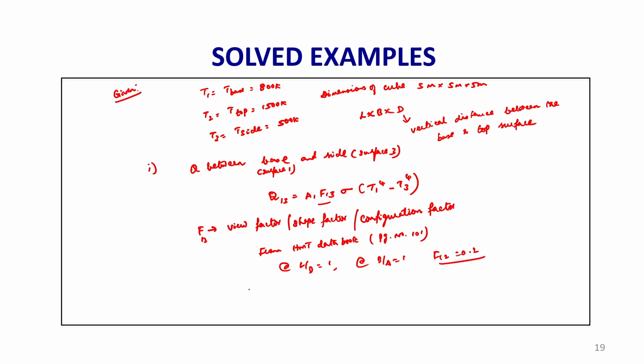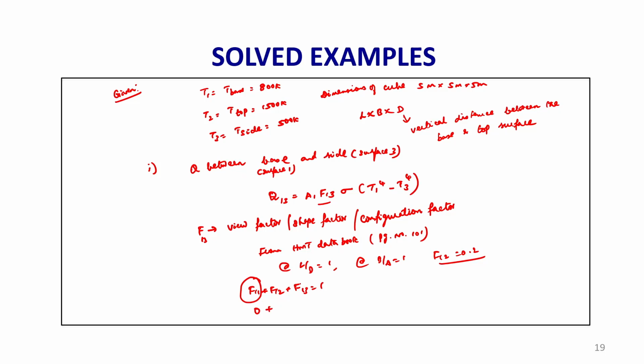Now, the formula is F11 plus F12 plus F13 is equal to 1. F11 is 0 because surface 1 is a plane surface. F12 I have found out to be 0.2. So, the only unknown is F13. From this we can calculate F13 is equal to 1 minus 0.2, that is 0.8.